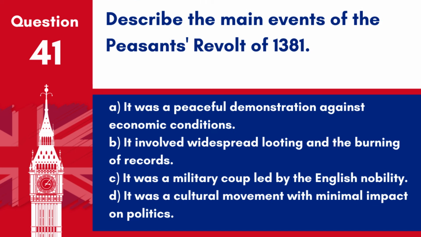Question 41. Describe the main events of the Peasants' Revolt of 1381. A. It was a peaceful demonstration against economic conditions. B. It involved widespread looting and the burning of records. C. It was a military coup led by the English nobility. D. It was a cultural movement with minimal impact on politics.